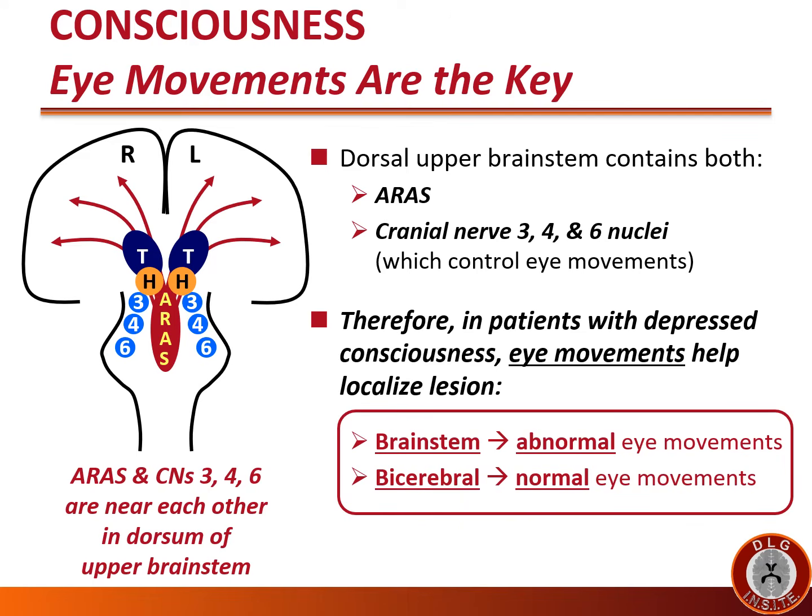Now, the exception to the rule may be increased intracranial pressure or head trauma that leads to an isolated 6th nerve palsy. But if there's only isolated lateral rectus weakness, that's not the same. That's not a localizing sign that's helpful. But in general, otherwise, eye movements that are abnormal tell you the lesion is in the brainstem causing depressed consciousness.